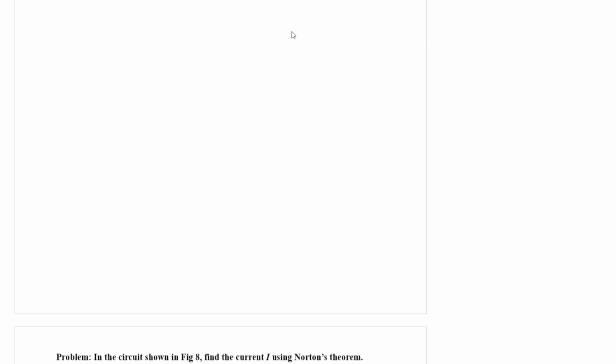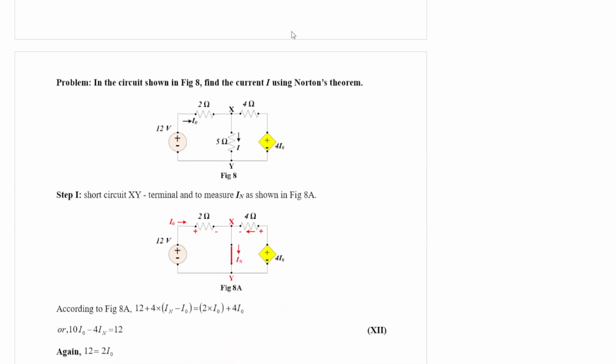Now let us proceed to our next problem, figure number 8. Again, this problem has a dependent source. Find the current flowing through the 5 ohm resistance, that is I, right? This is I. So it is a 5 ohm resistor. We need to find out this current.